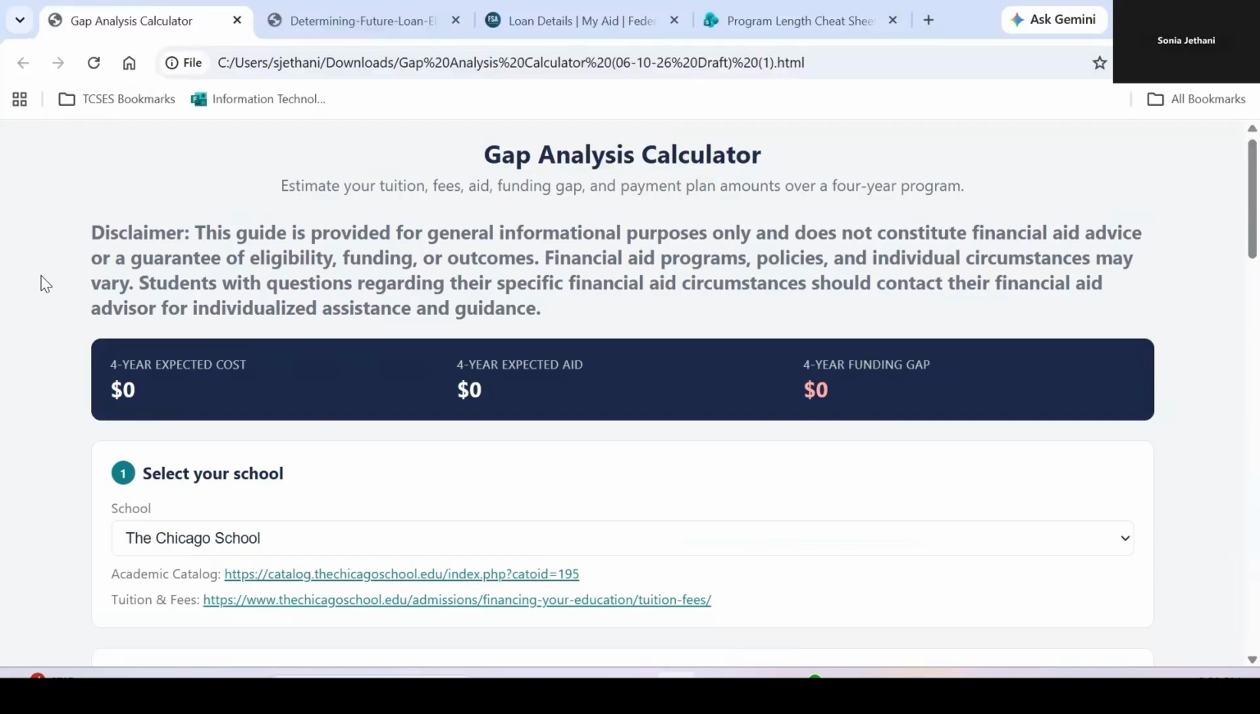Remember that this guide is provided for general information purposes only and does not constitute financial aid advice or a guarantee of eligibility, funding, or outcomes. Financial aid programs, policies, and individual circumstances may vary. Students with questions regarding their specific financial aid circumstances should contact their financial aid advisor for individualized assistance and guidance.